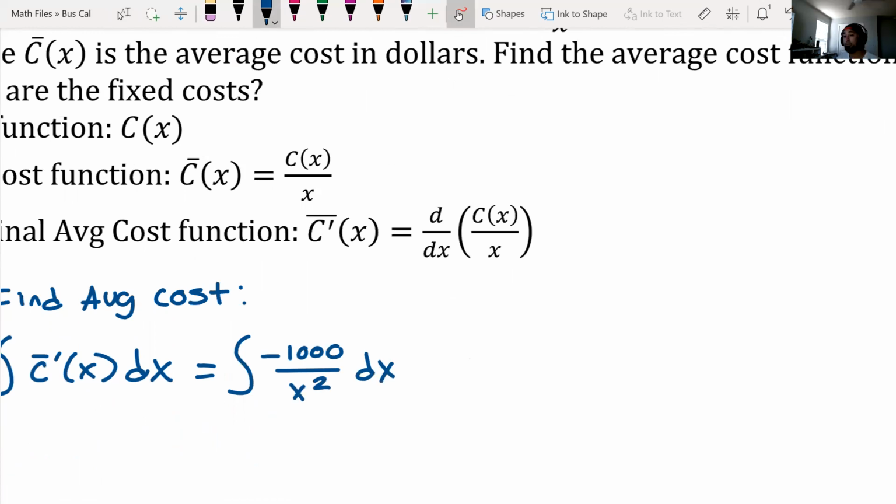So C bar prime is negative 1,000 over X squared. Now let's find the antiderivative. So in order to do that, take out the negative 1,000, and then you'll have it multiplied. We're going to flip the X squared. So it's going to be the integral of X to the negative 2 dx. And now power rule.